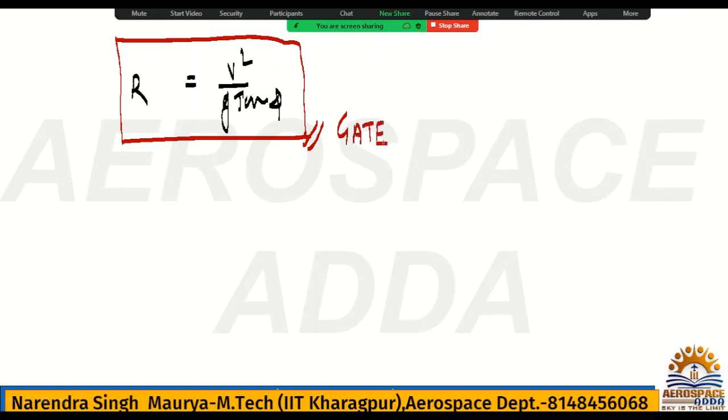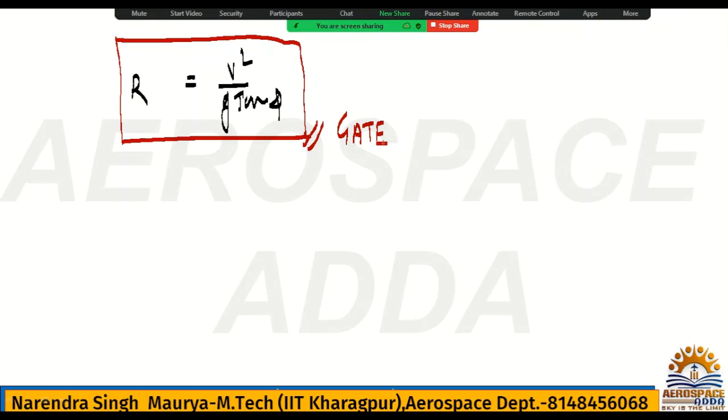GATE question they had asked. V square by G tan phi, that is nothing but radius of turn. All the components you know. R is radius of turn, V is the velocity of the aircraft, G is gravitational acceleration, phi is the banking angle. All right, nice.